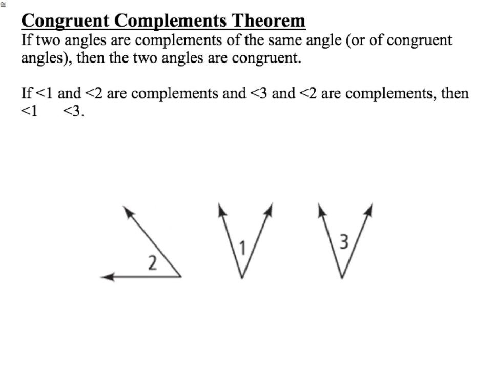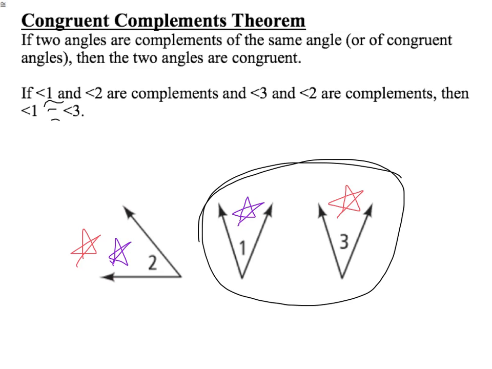So the next theorem that I have is kind of like the one I just went over, except we're dealing with complements. So if I know angle 2 and angle 1 are complements, which means those two angles add up to 90 degrees, and I know angle 2 and angle 3 are complements, then I know angles 1 and 3 have to be congruent or equal since they both use the same number to add up to 90. Again, you want to write these down for when we solve for proofs.